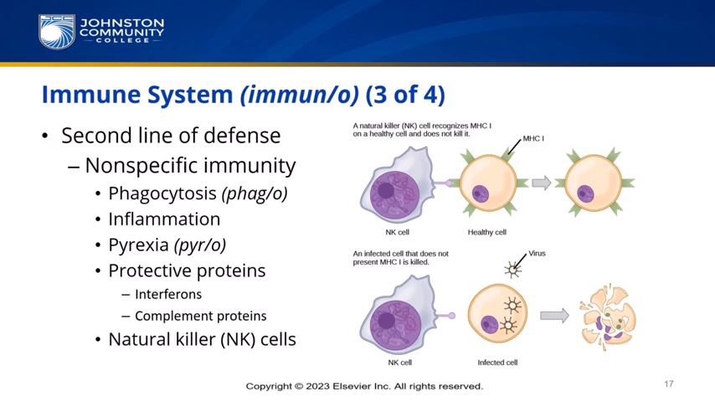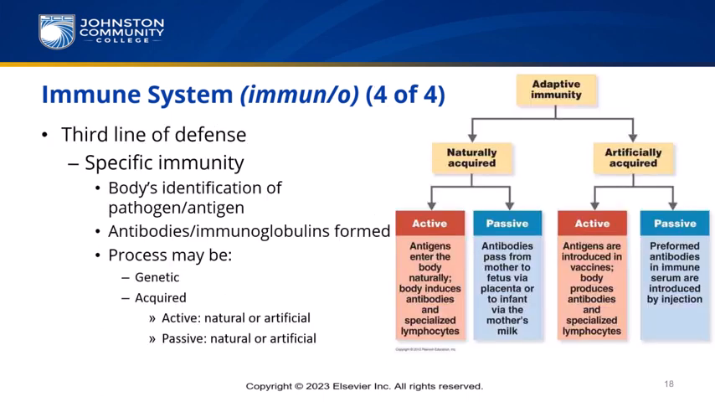Then we have natural killer cells. This is a specific type of lymphocyte that acts non-specifically to kill cells infected by certain viruses and cancer cells. Specific immunity means that the immune response is tailored for a particular organism. The antibody formed for the particular antigens are termed immunoglobulins.